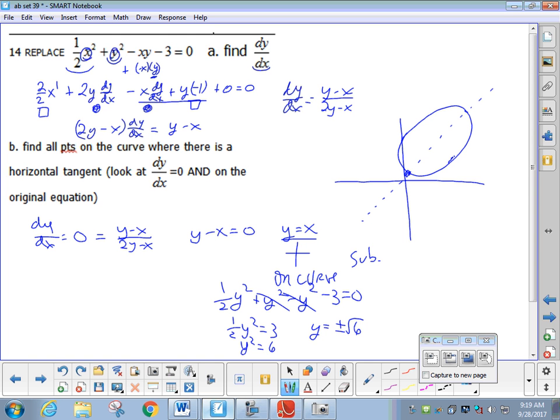It says the coordinates of points on the curve. So when y is positive root 6, what's that? Positive root 6. And when y is root 6, x is root 6, since y is x. All right.